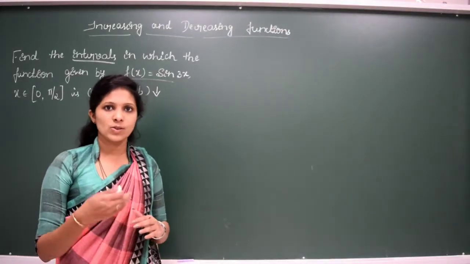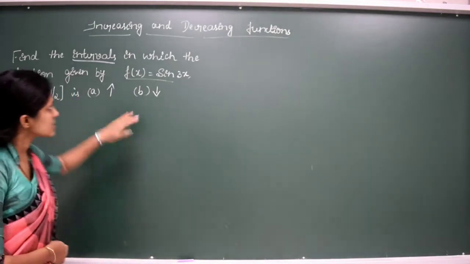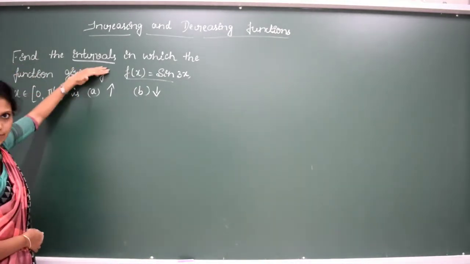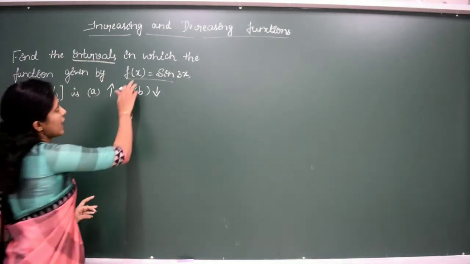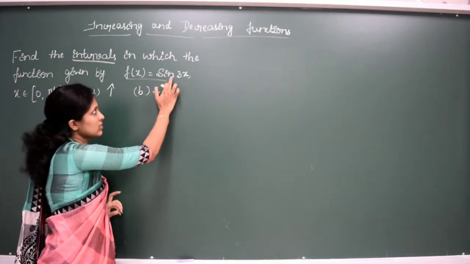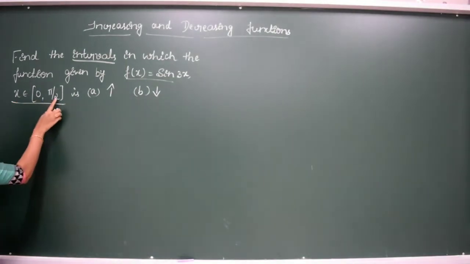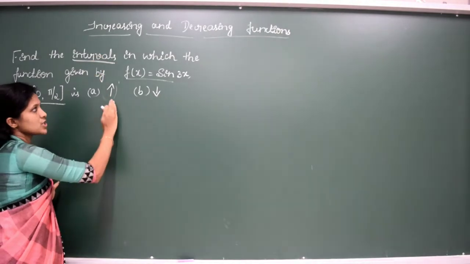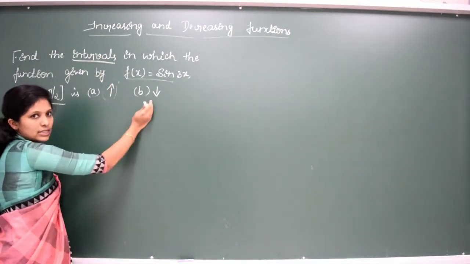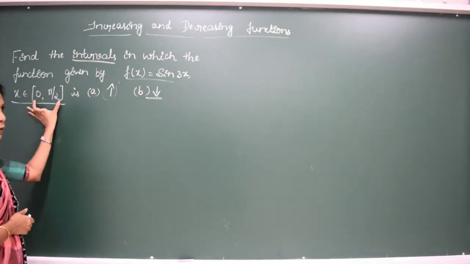Hello everyone, today we will solve some more problems on increasing and decreasing functions. See this question: you have to find the intervals in which the function given by f(x) = sin 3x, where x belongs to 0 to pi by 2, is increasing. I mean, in which interval the function is increasing and in which interval the function is decreasing. The interval is given as 0 to pi by 2.